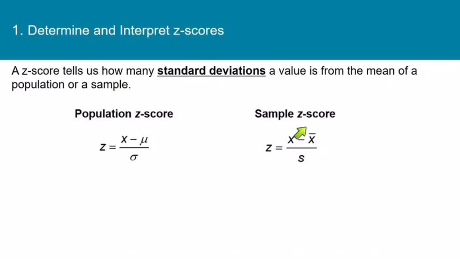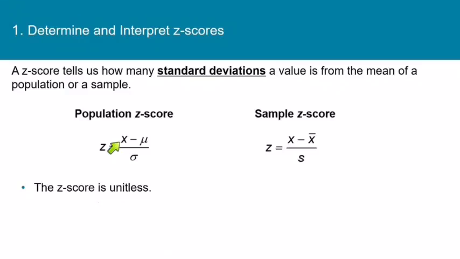And likewise with the sample z-score formula, we have x minus x bar divided by s. And remember, x bar is the sample mean and s is the sample standard deviation. And note here again, we have to do the subtraction first, and then we divide the difference by s. Now both of these formulas do the same thing. It's just that the population formula uses parameters mu and sigma, and the sample formula uses statistics x bar and s.